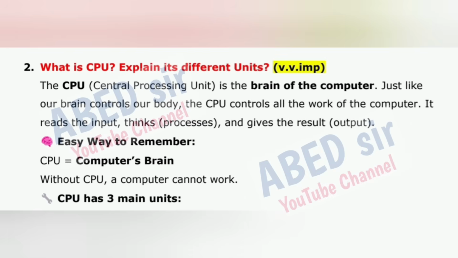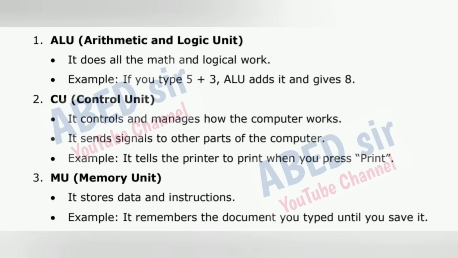Easy way to remember. CPU is equal to computer's brain. Without CPU, a computer cannot work. CPU has three main units. 1. ALU, Arithmetic and Logic Unit. It does all the math and logical work. Example, if you type 5 plus 3, ALU adds it and gives 8.